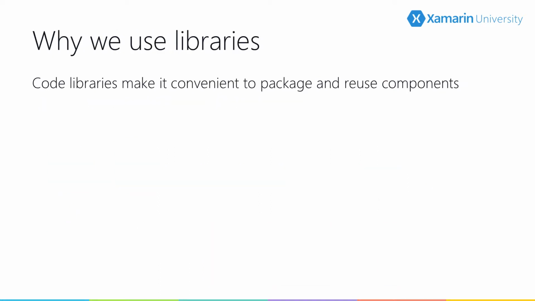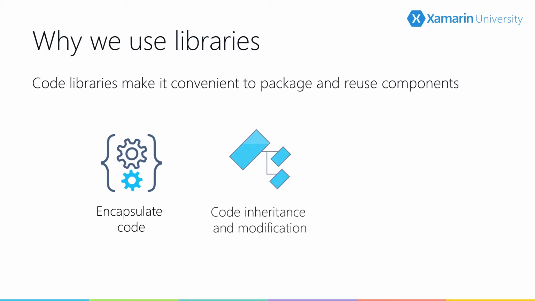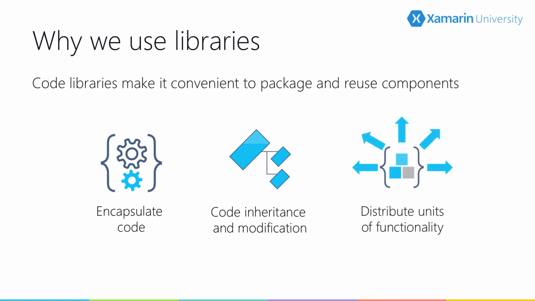As you all know, code libraries are convenient ways to package and reuse components. They provide a portable way to encapsulate code in a single file, allow for inheritance and modification of these files, and permit distribution of discrete units of functionality. You can combine components from many different projects into a single code library. For example, you might choose a custom control from one project, a component from another project, and then put them all together in one single code library.